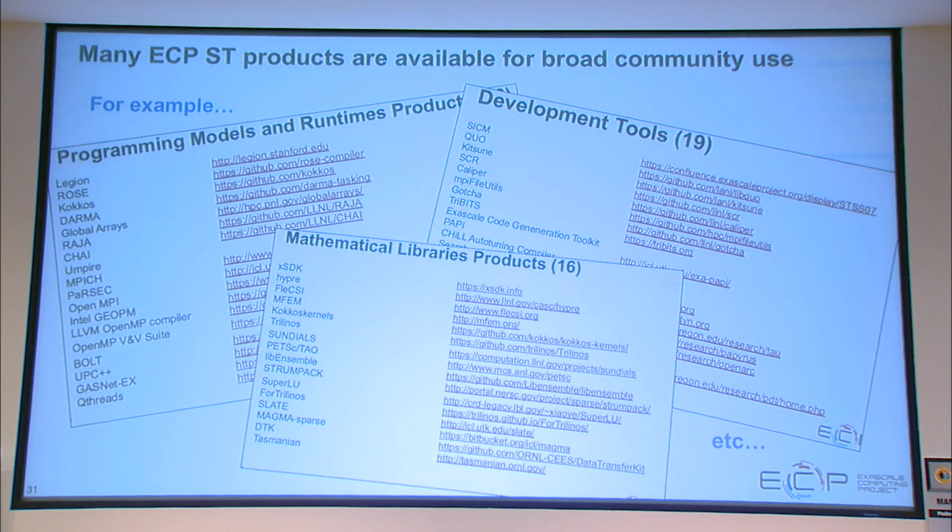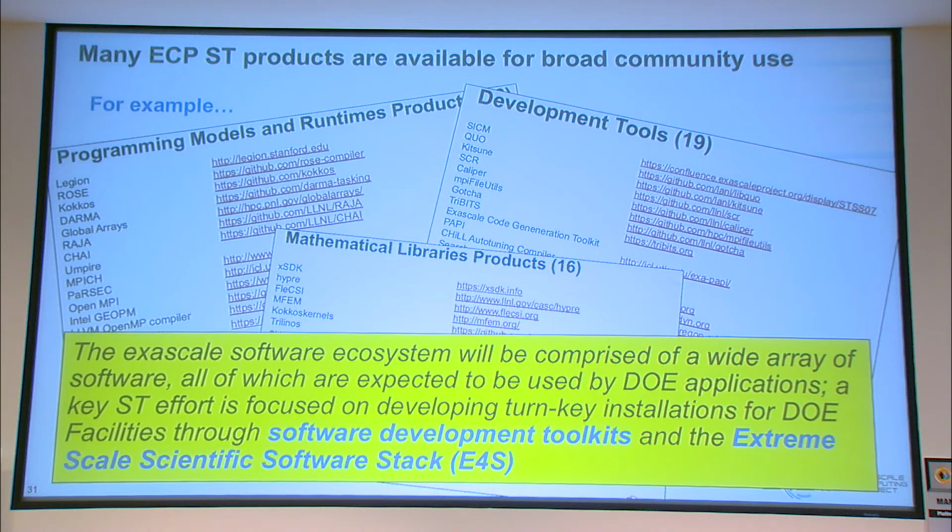So a lot of the products are available for download, many via GitHub. And so, I just threw up a laundry list that you can't possibly read. But I think the idea here is just to get an idea that there's a lot of products that are available, and they're available to you and to the broader community. And more information is available on our website.